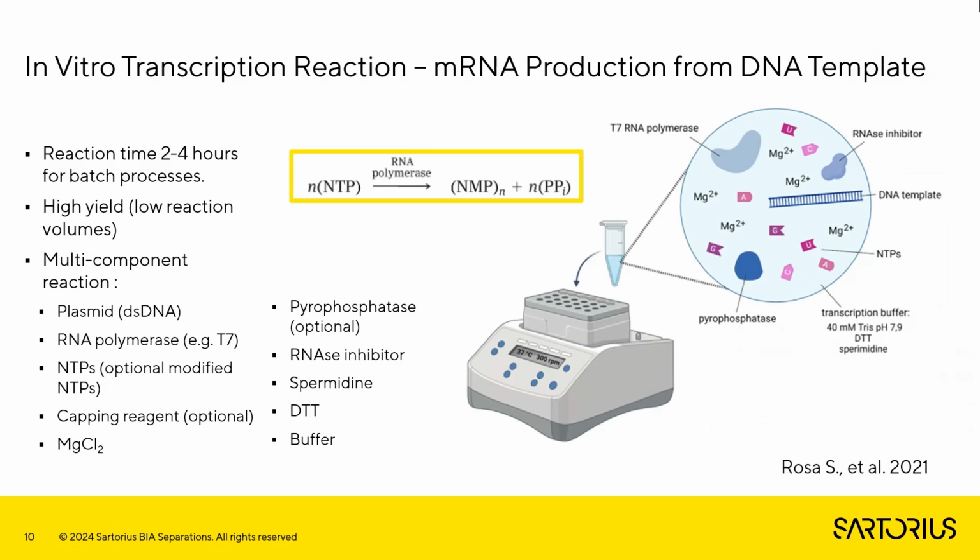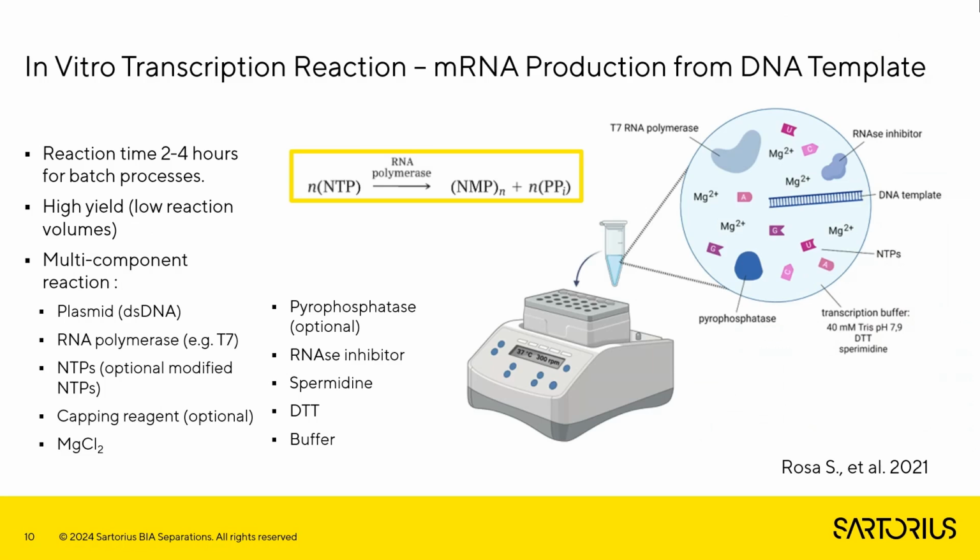We can add RNase inhibitor, spermidine, DTT, and other buffer components. So it's a reaction that comprises multiple reagents. We can count, depending on the design, 13, 15 reagents. So it's a complex reaction that we need to then study carefully, because as you can well imagine, a lot of these reagents have synergistic effects on the output of the reaction.